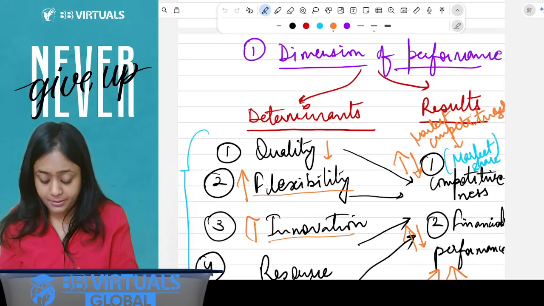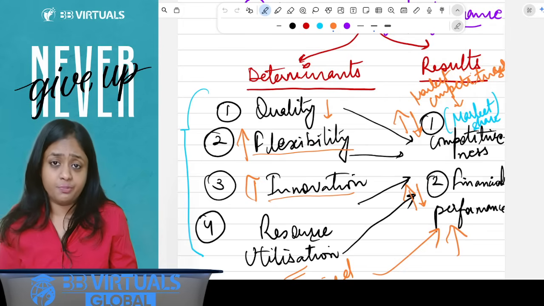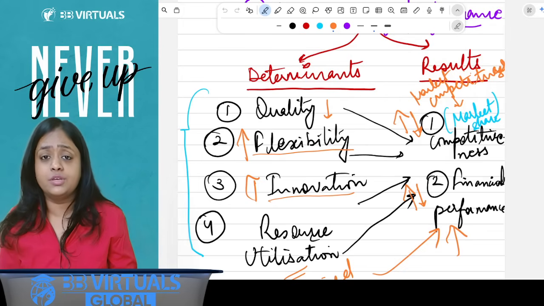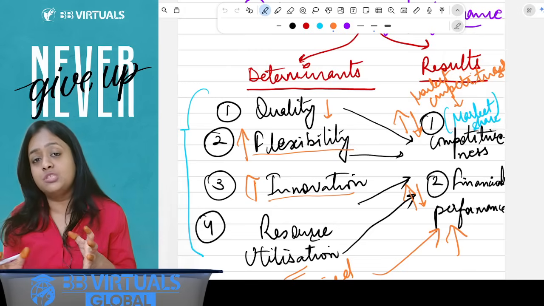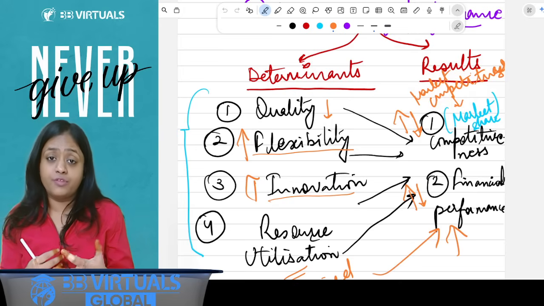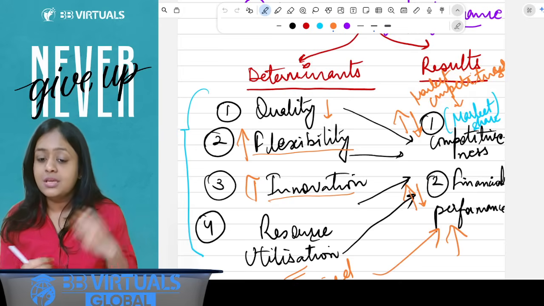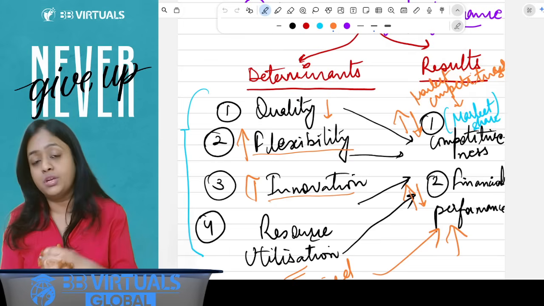For example, determinant is how is the quality level for the products manufactured, how the quality of the services offered. What is the flexibility? Flexibility means can you change as per the customer needs? Can you change your delivery of services as per the customer needs? Third, innovation, like we discussed in the balanced scorecard. What innovation can we bring?